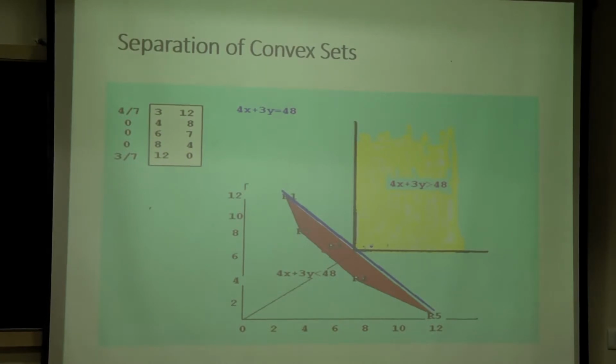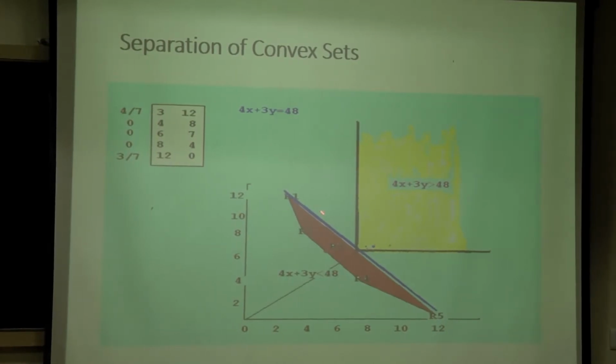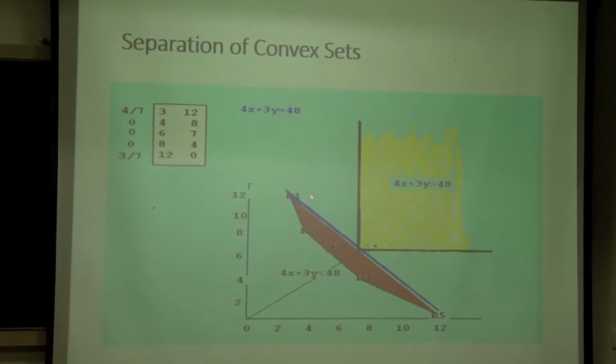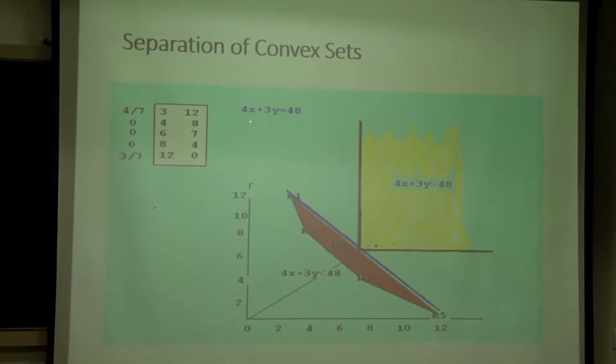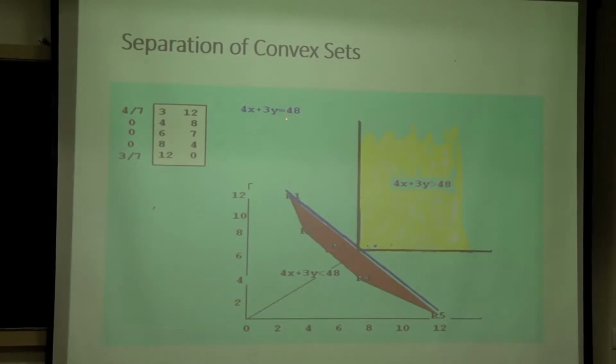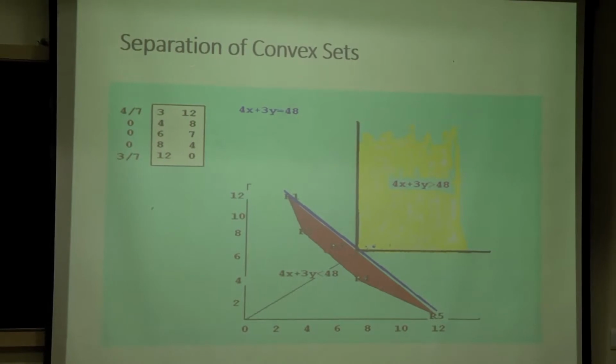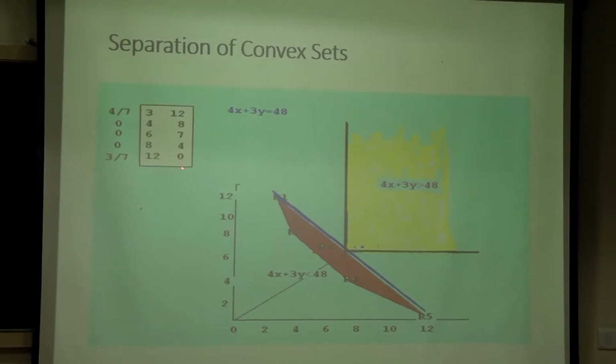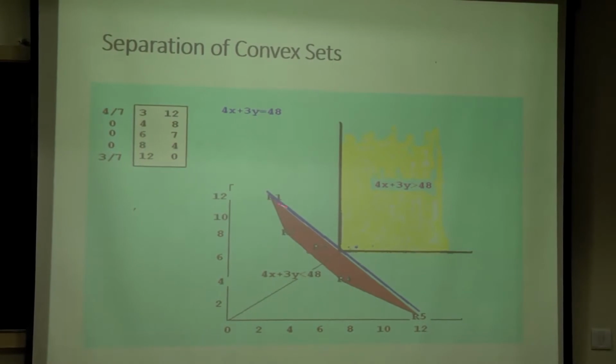Agree? But what will happen on this upper boundary? Look at this one. This is R1, R5. I can write down the equation of this line. That line is 4x plus 3y equals 48. Do you see? Because if you take this point and this point, the equation of the line joining these 2 points is 4x plus 3y equals 48. Do you follow me?